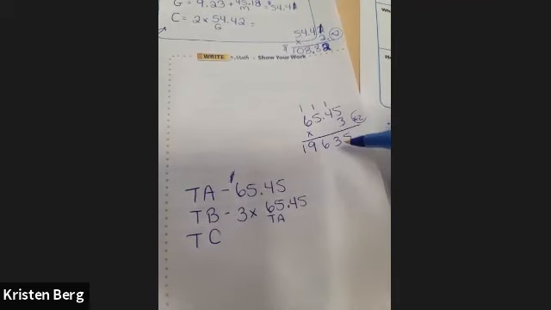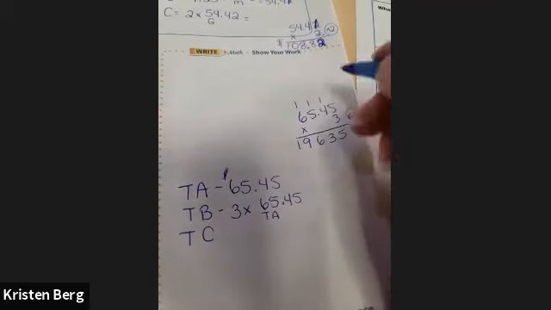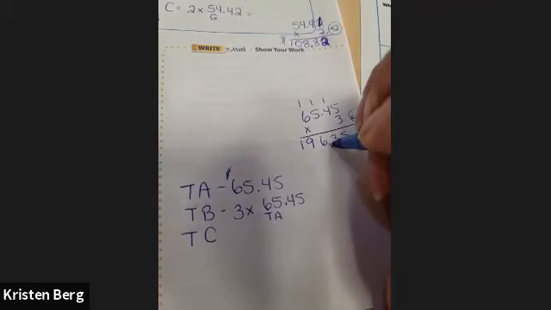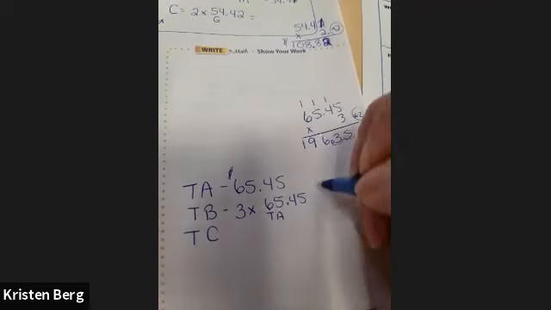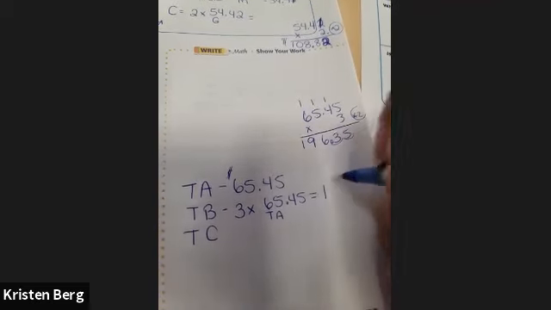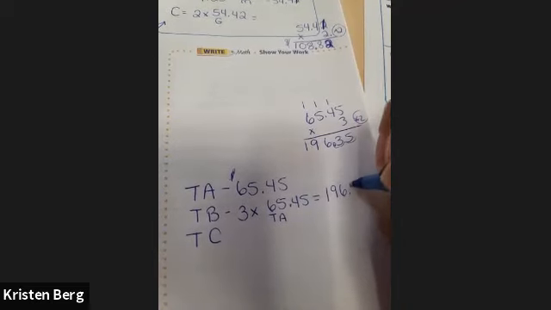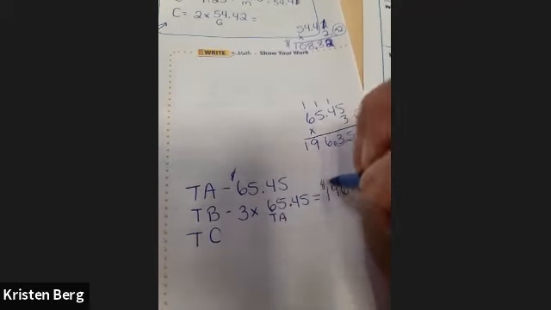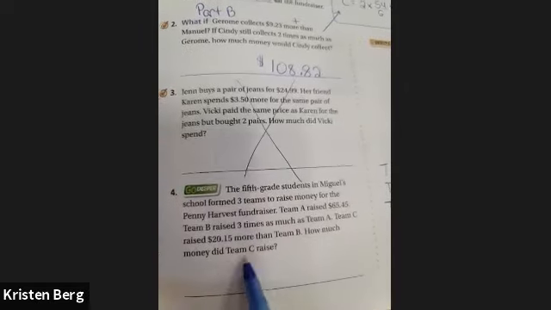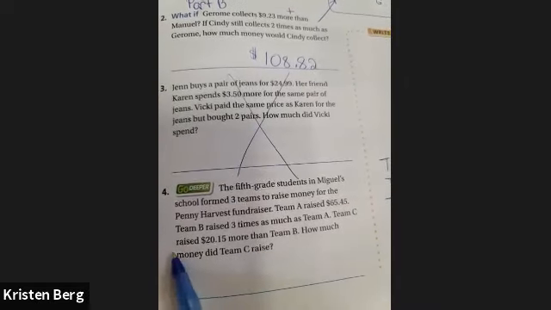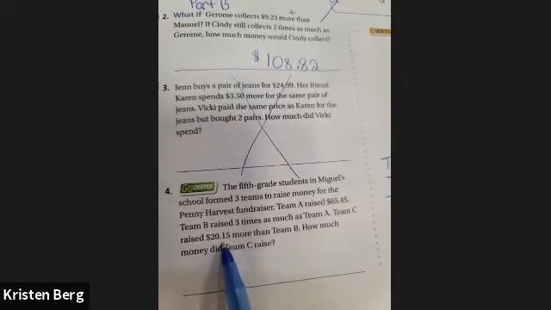So this is now what the number is, and now we're going to move it into places 1 and 2. So then this comes out to be $196.35 for Team B. All right, and now it says Team C raised $20.15 more than Team B.